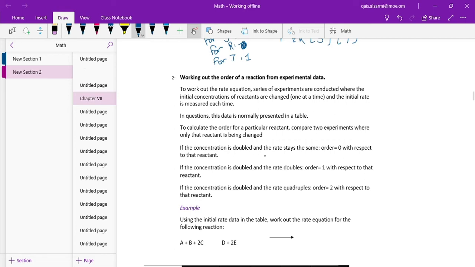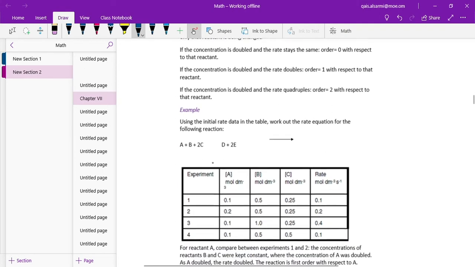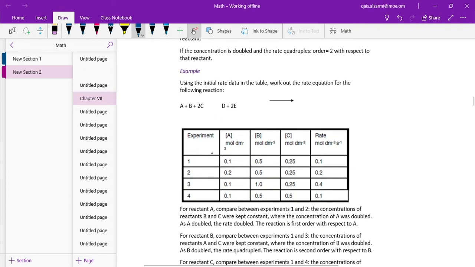If the concentration is doubled and the rate stays the same, then the order is 0. If the concentration is doubled and the rate doubles, then the order is 1. And if the concentration is doubled and the rate quadruples, then the order is second order with respect to that reactant. So let's consider this example.